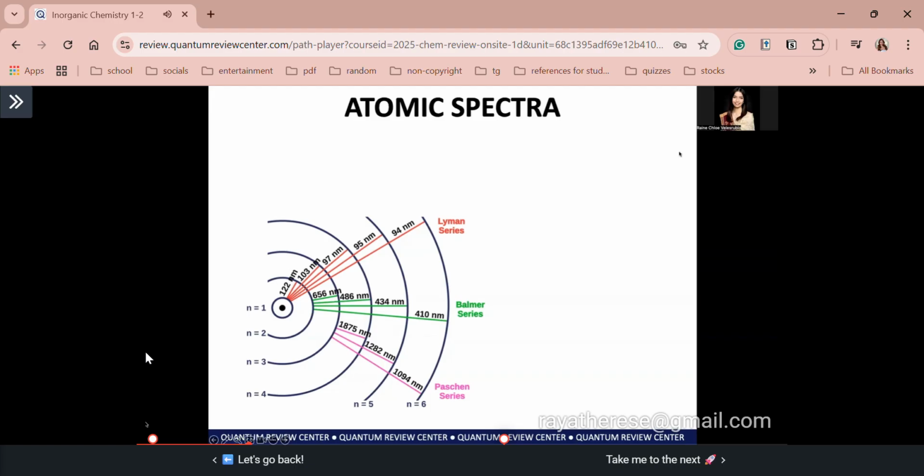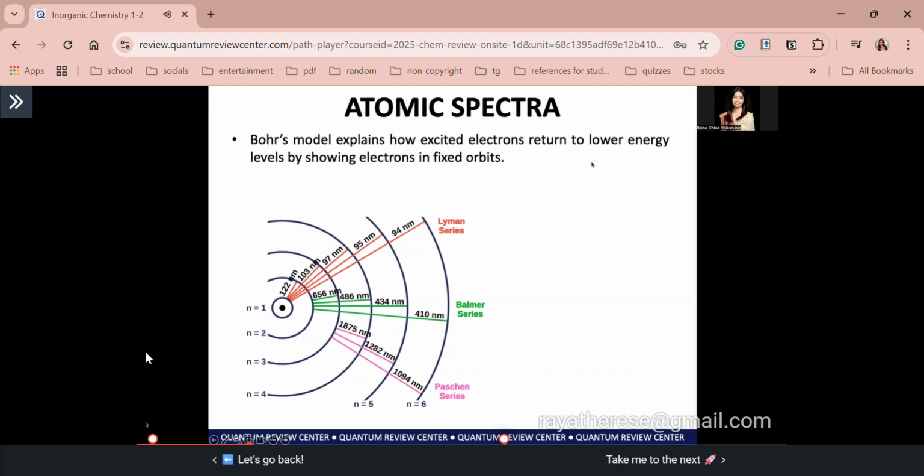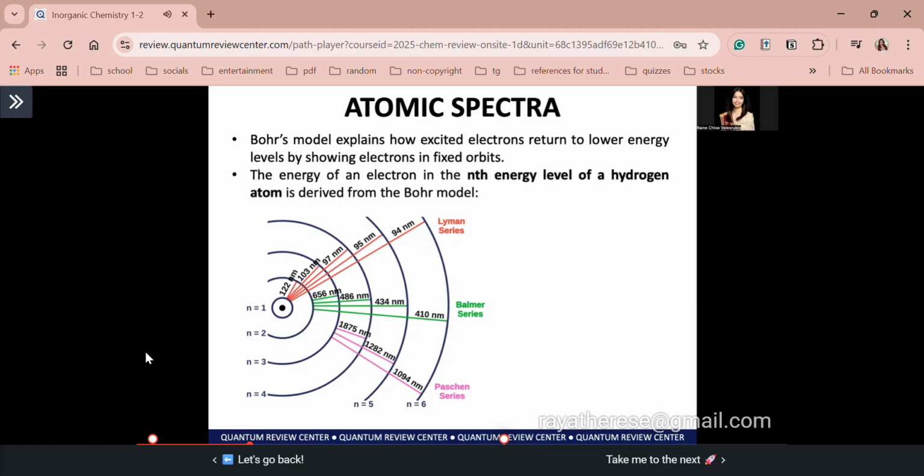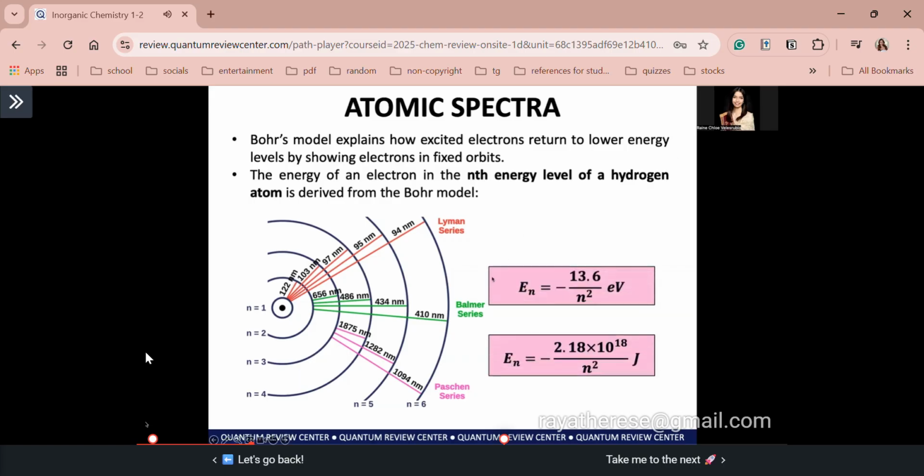Okay? Now, Bohr's model further explains how the excited electrons drop from a higher energy level to a lower energy level in fixed orbits. With this, we can get the energy of an electron in the nth energy level of a hydrogen atom through the Bohr model. So these are the equations. The energy of an electron in the nth energy level of a hydrogen atom, where n is equal to 1, 2, 3, and so on, is equal to negative 13.6 over n squared electron volts, or equal to negative 2.18 times 10 to the power of negative 18 over n squared joules.